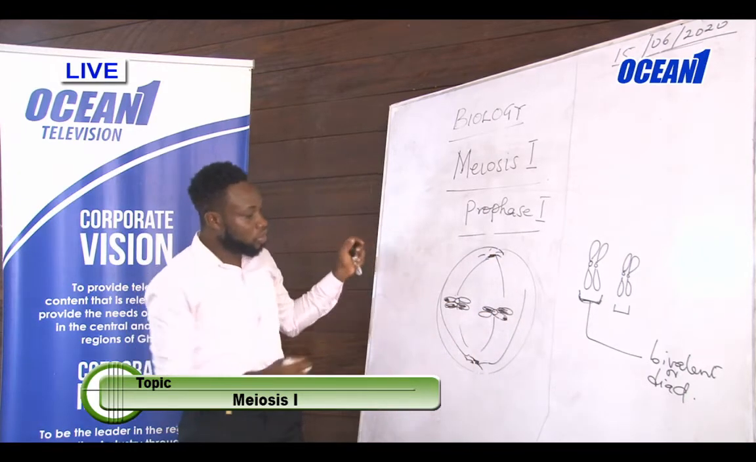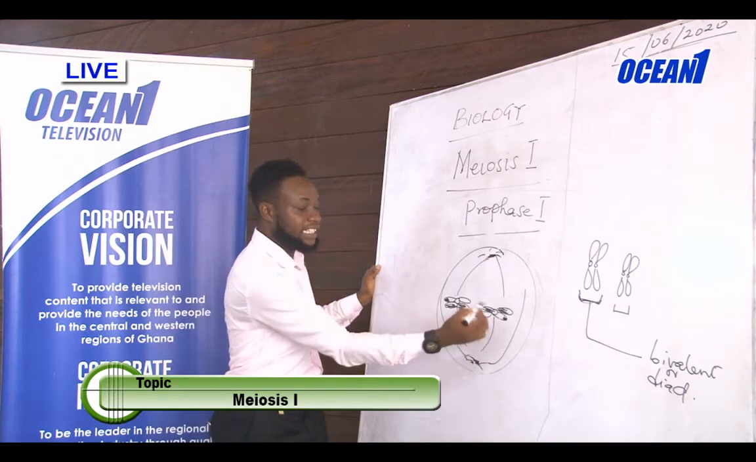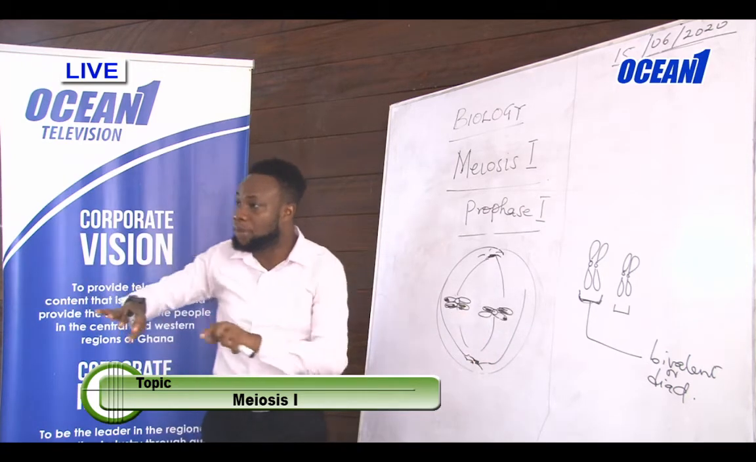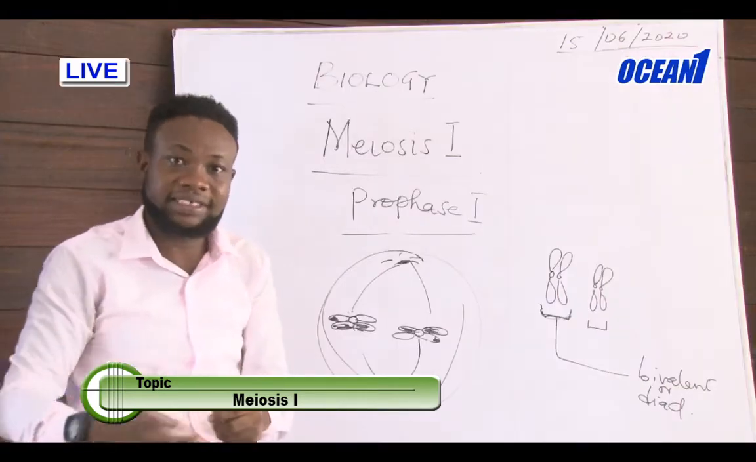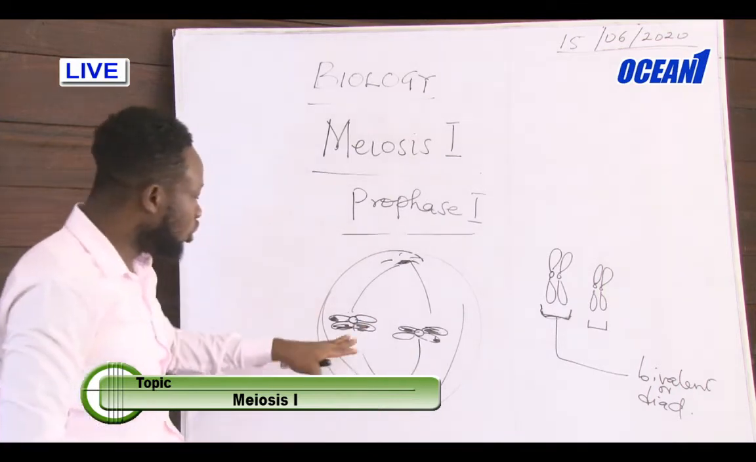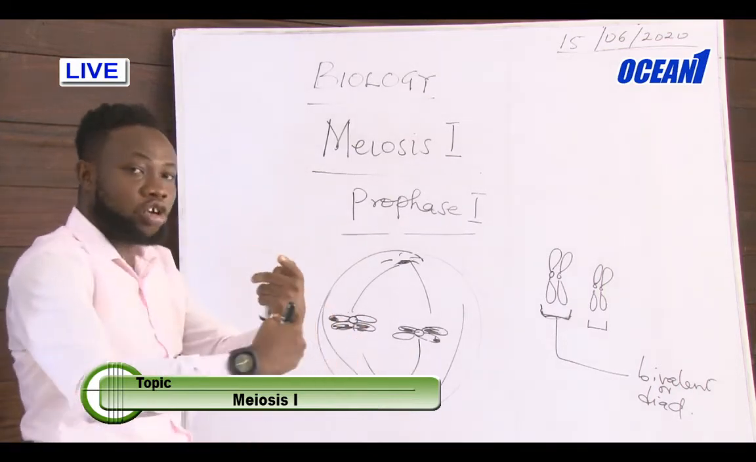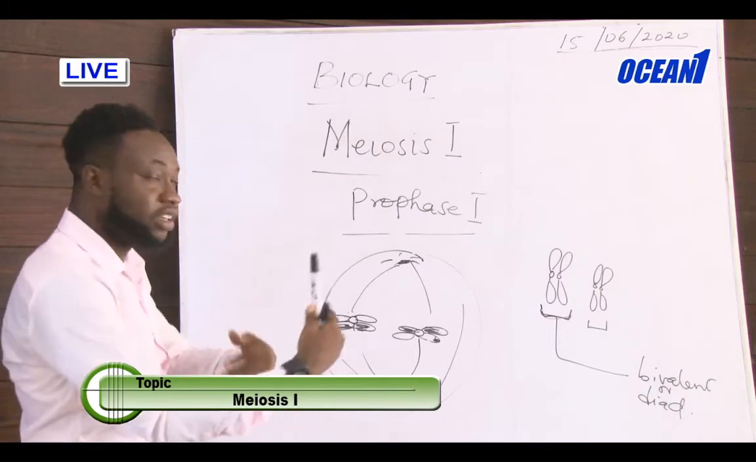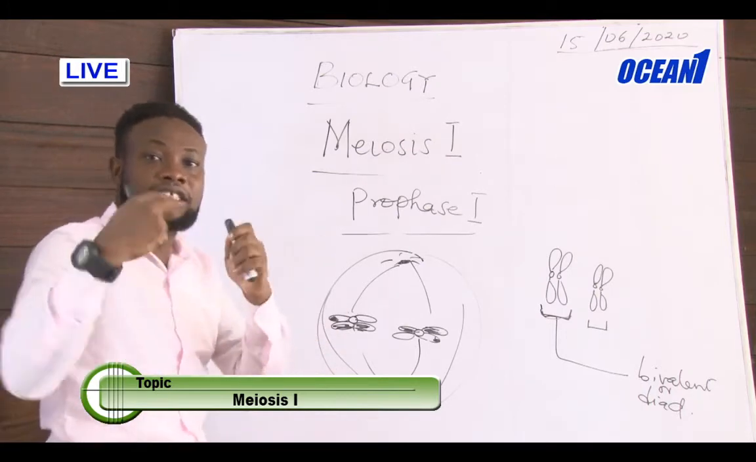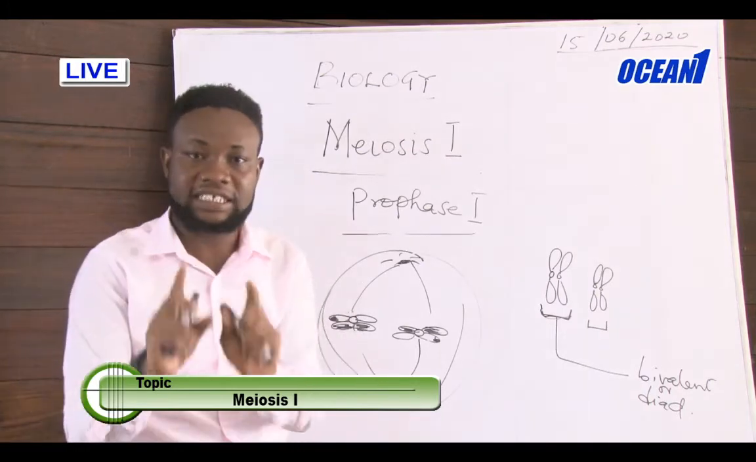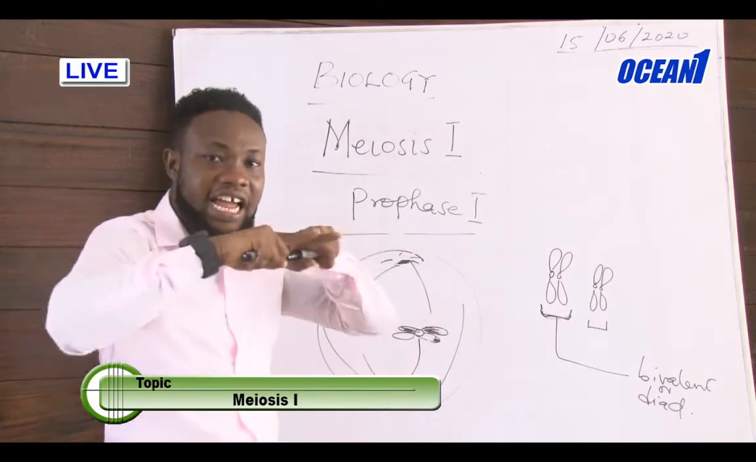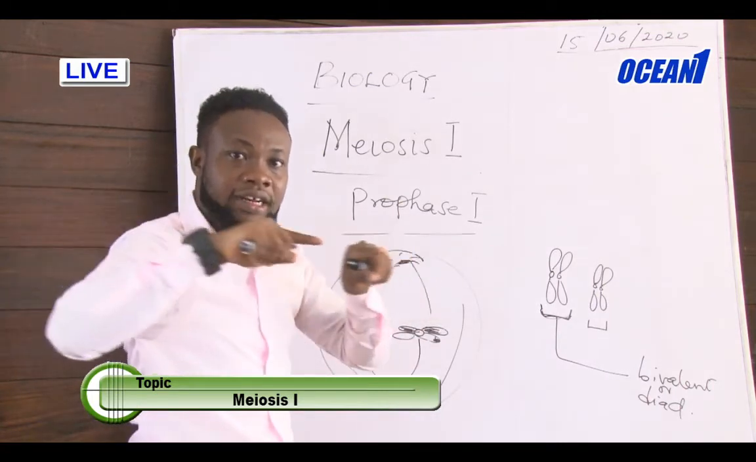Right. So the spindle fiber will attach itself to the kinetochore of the centromere of the chromosome. We established that under mitosis. So the same thing happens here. After the crossover has occurred and there is an exchange of genetic material, these chromosomes with the exchanged genetic material lie at the equator of the cell.